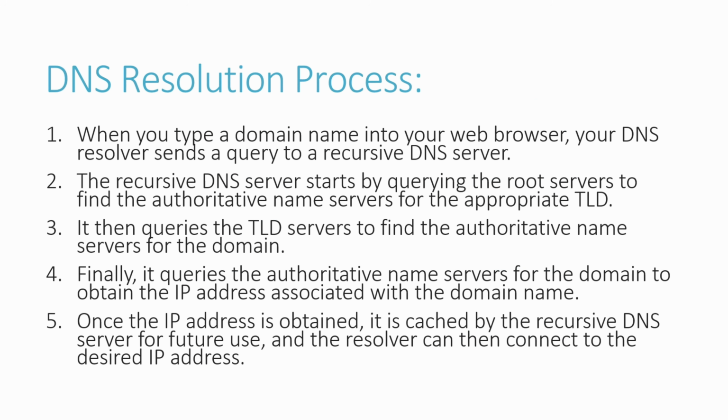DNS resolution process. When you type a domain name into your web browser, your DNS resolver sends a query to a recursive DNS server. The recursive DNS server starts by querying the root servers to find the authoritative name servers for the appropriate TLD. It then queries the TLD servers to find the authoritative name servers for the domain. Finally, it queries the authoritative name servers for the domain to obtain the IP address associated with the domain name. Once the IP address is obtained, it is cached by the recursive DNS server for future use, and the resolver can then connect to the desired IP address.